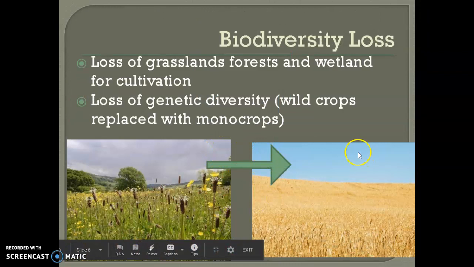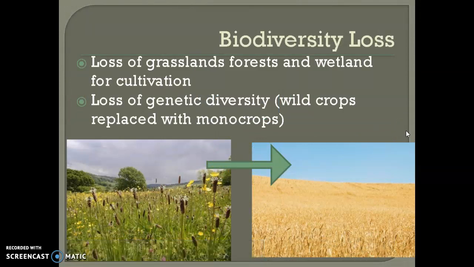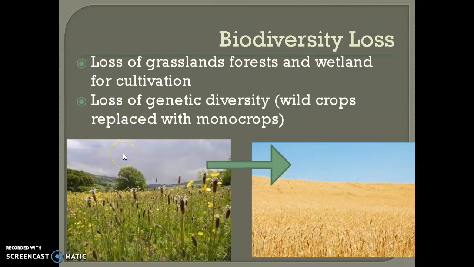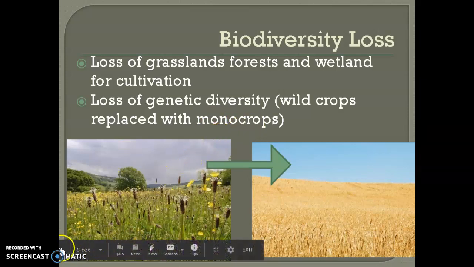Alright, so in that, like I said, we have a biodiversity loss. We lose the grasslands, forests, and wetlands for cultivation. You can see this beautiful field that has all sorts of different plants in it then becomes this field of wheat. Nothing there. It's gone. So we lose that genetic diversity, we lose the wild crops, and you just have single crops. That's what monocrops is.